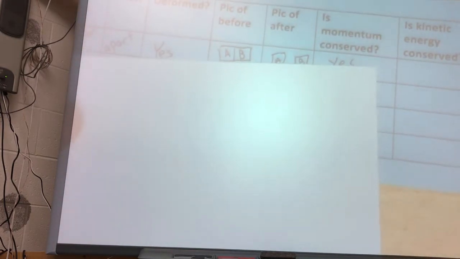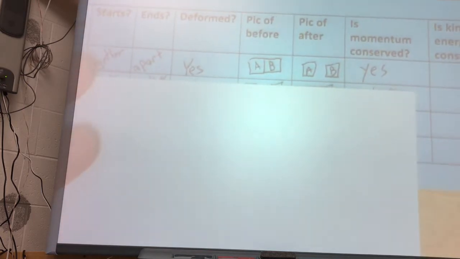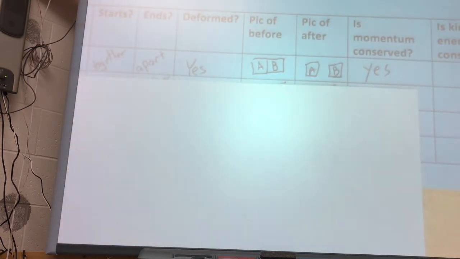I like to draw pictures, and you probably have noticed by this point in the school year, I'm not really good at drawing, but I can do boxes okay. So when I draw these collisions, I often just draw boxes with letters. Because those objects start together, I just draw object AB. So there's two boxes, but they're together as one. But then afterwards, they're apart, so now I have two separate boxes.